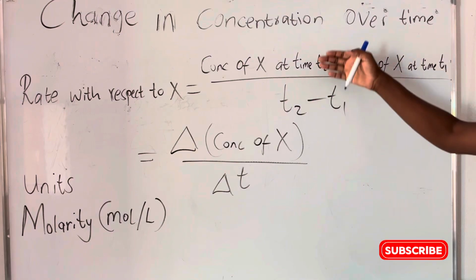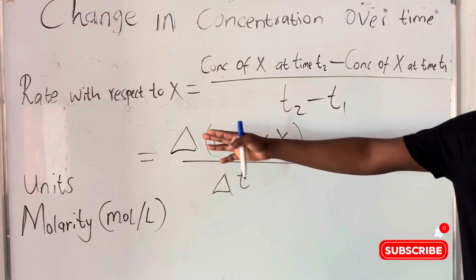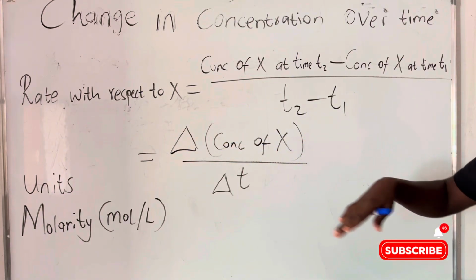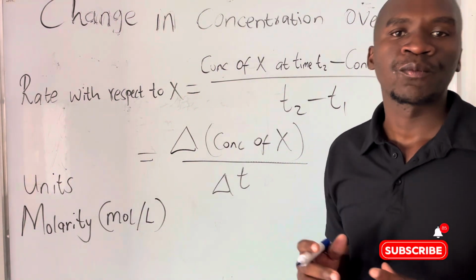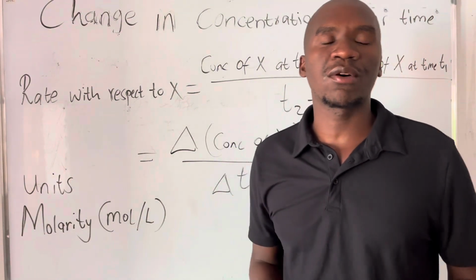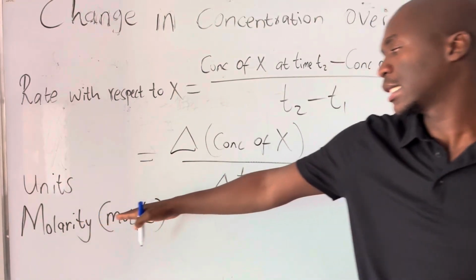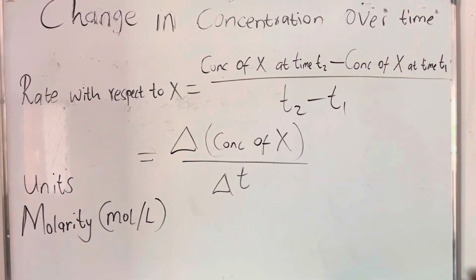And this can be written like what I just indicated here, to say everything should be equal to the change in concentration of X over change in time. And now the units of concentration, sometimes it can be indicated like this one here, whereby it's in mole per liter or mole per decimeter cube, like that.